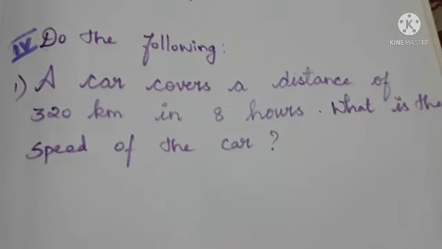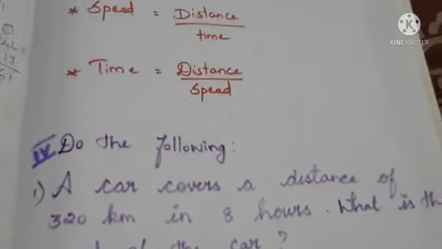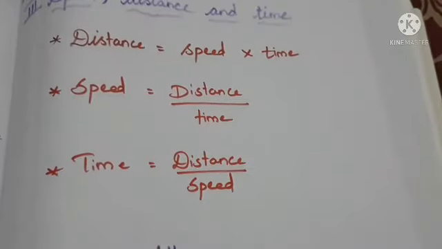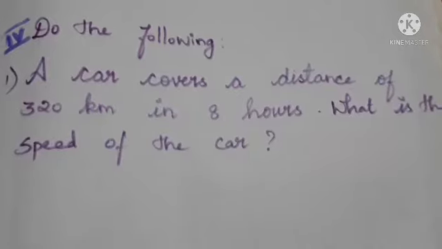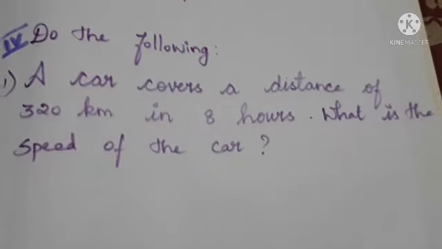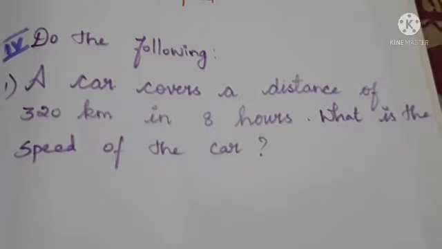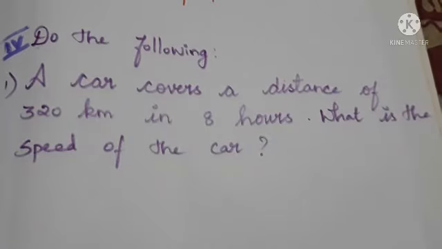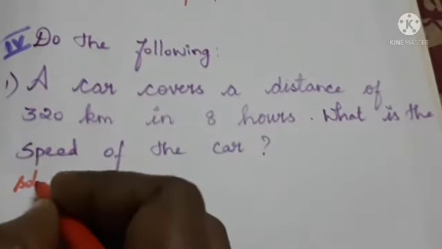Okay, so we have three formulas. The first formula is distance is equal to speed into time, then speed is equal to distance by time, and the last one is time is equal to distance by speed. Here in this question we have to calculate the speed, so we use the formula speed is equal to distance by time. First we can write the solution.